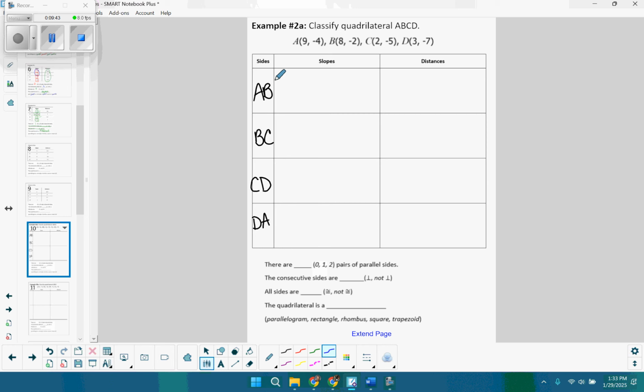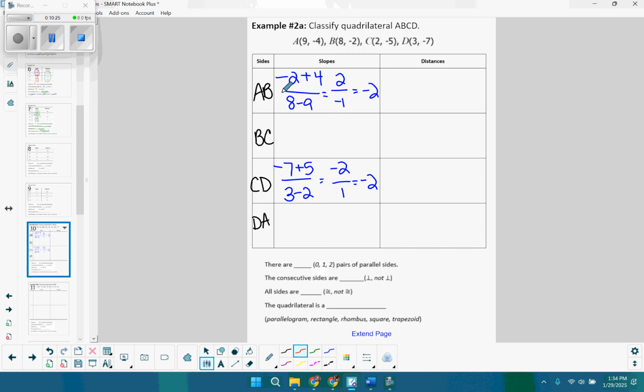Then I'm going to find my slopes. So remember, it's change in Y over change in X. -2 minus -4. I'm going to cut a step and write plus 8 minus 9. So that's 2 over -1, which is just -2. I'm going to jump ahead here to CD, -7 minus -5, so -7 plus 5, 3 minus 2, so it's -2/1, which is -2. So far, we have at least one pair of parallel sides.